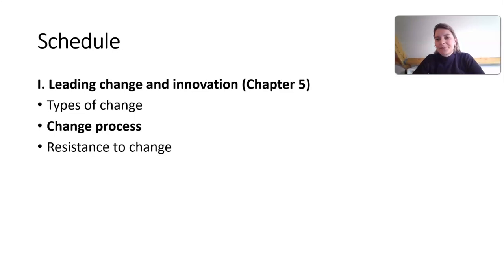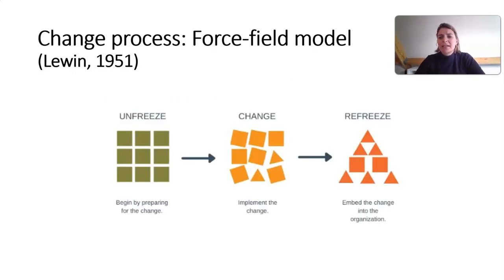And when we talk about change process, it's very important to name one of the most impactful change theories, which is the force field model. And the force field model is already an old change process, was described by Lewin in 1951. And the force field model identifies 3 phases of a change. The first stage of a change is the unfreeze phase. This is where the organizations, the employees, begin preparing for the change.